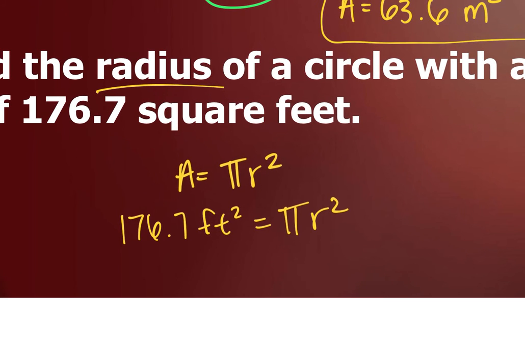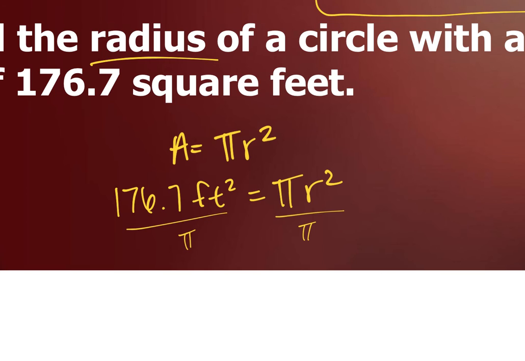What should I do here? Sophia? The square root. Good. I am going to take the square root. But before I take the square root, I have to move something over. Divide by pi, okay? So be very careful about that. Divide by pi first and then take the square root, okay? So we're going to divide by pi. We're going to take 176.7, divide it by pi, and we're going to get some nasty decimal, okay? It's approximately 56.24535689.